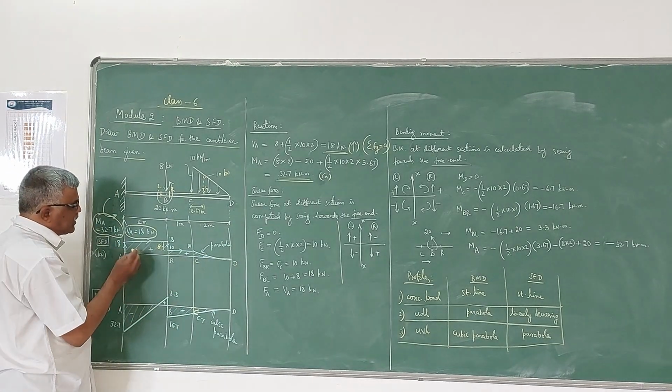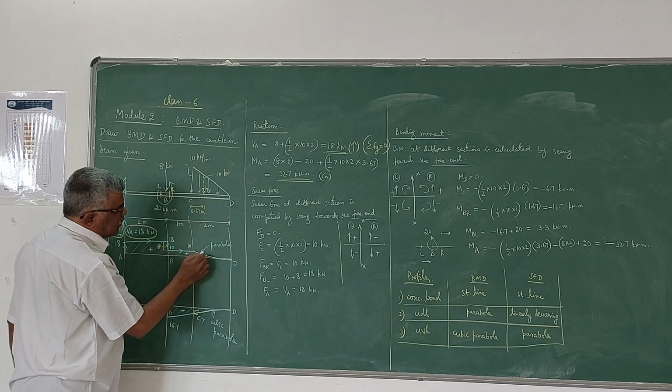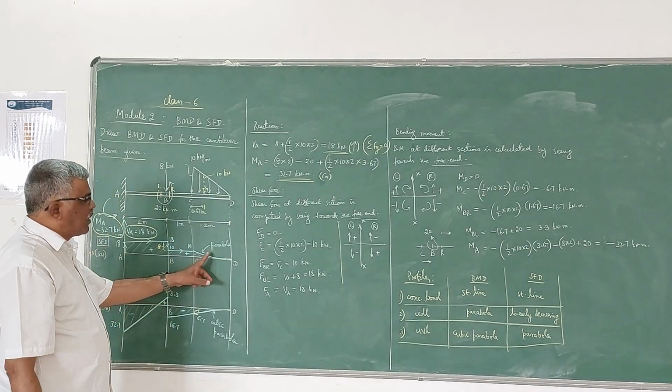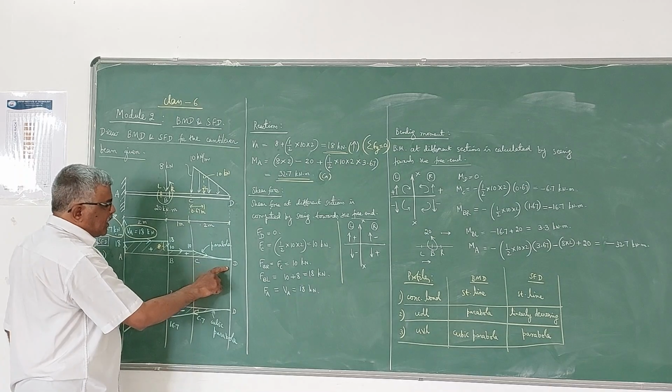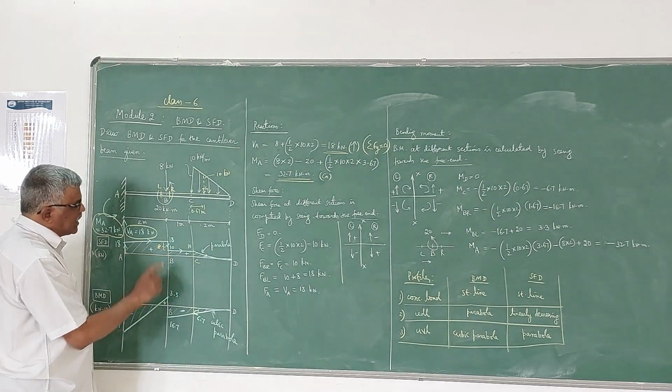When you are joining the points, where this triangular load is acting, the shear force diagram profile is a parabola. So only from C to D is a parabola. In the rest of the sections it is a straight line.